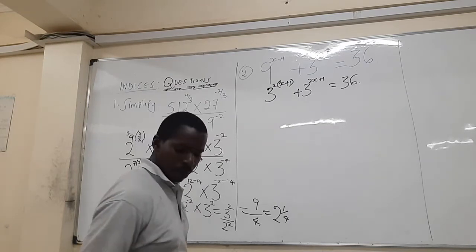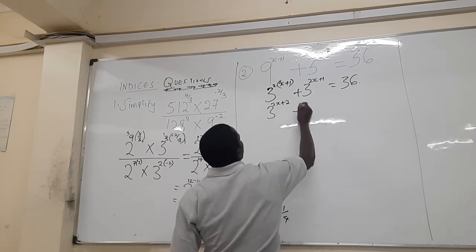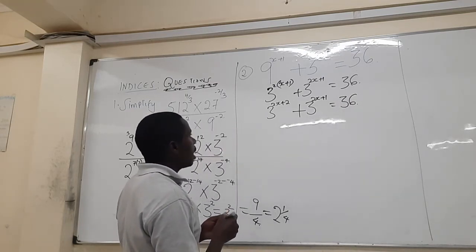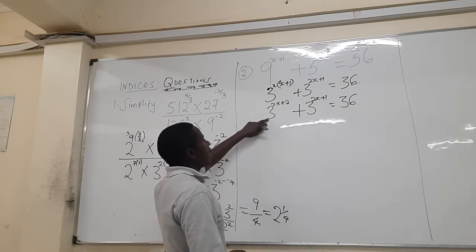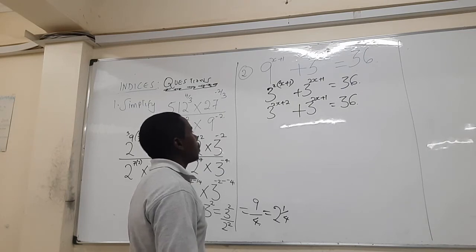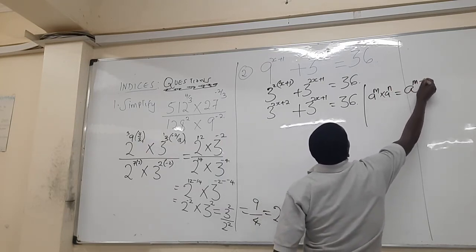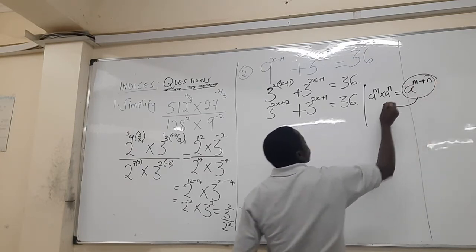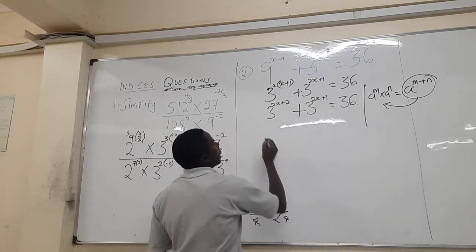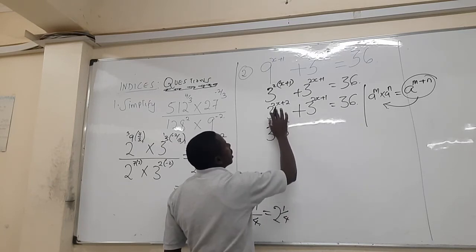When you have it like that, you can open the bracket and have it as 3 power 2x plus 2, then plus 3 power 2x plus 1 is equal to 36. And now, this is the first rule of indices where we had a power m times a power n is equal to a power m plus n. We can go back to that. I want us to apply that first rule here to write this 3 power 2x plus 2 as 3 power 2x multiplied by 3 power 2, because that's where you come from to get the 3 power 2x plus 2.